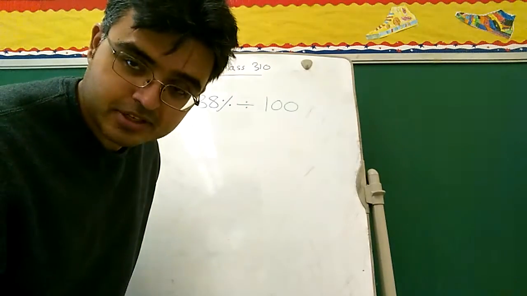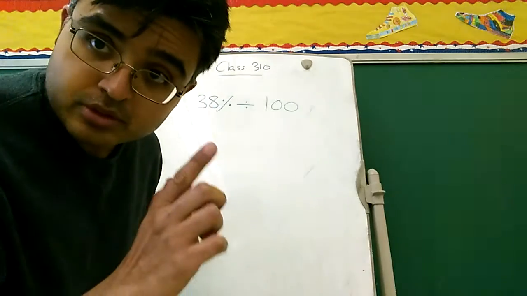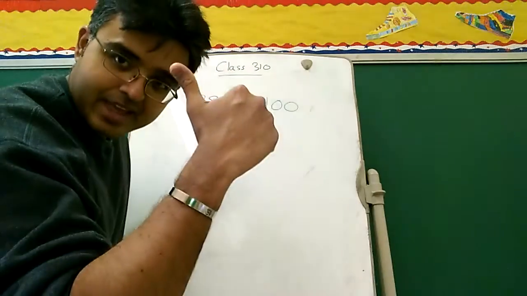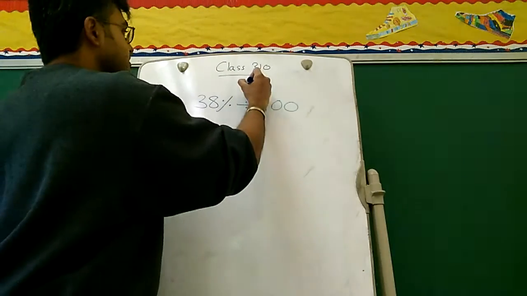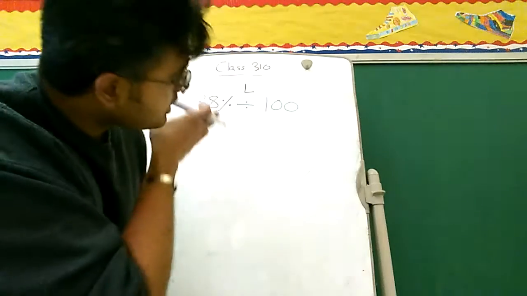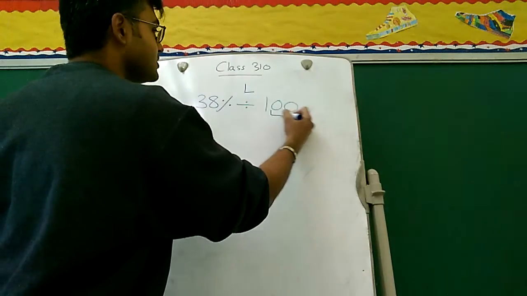We're just going backwards. We're doing the opposite. Now, step 1, take a look. We're dividing. When you divide, the decimal point goes to the left. So we put L for left. How many jumps to the left? Count how many zeros in 100. 2 zeros, 2 jumps.